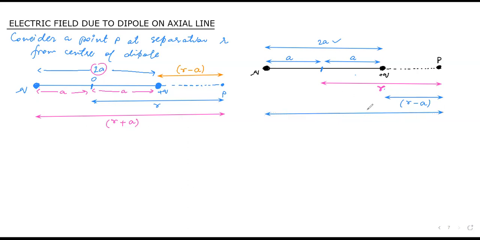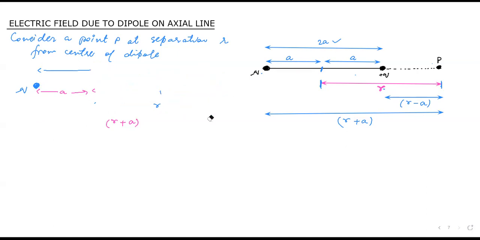R plus A. Good. Because the separation from this is R and the other separation is A. When we add them, R plus A, then we get the separation between minus q and point P. All of you are clear or not? Yes, okay, good.